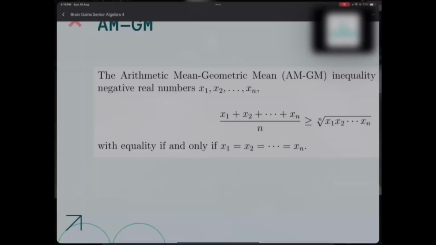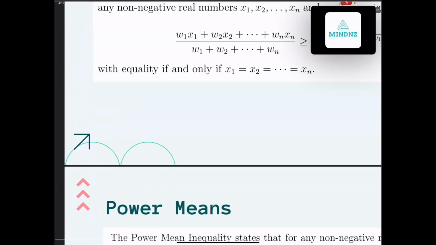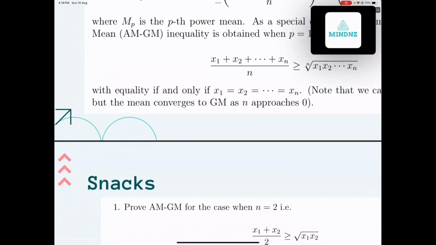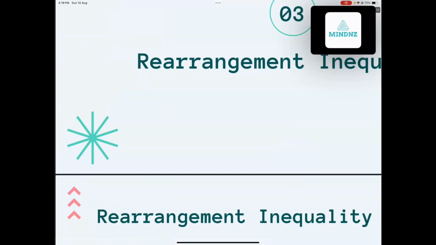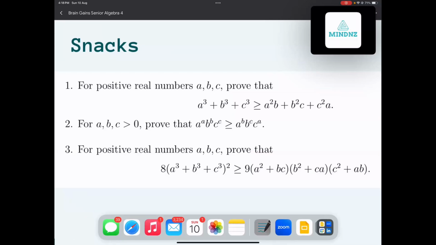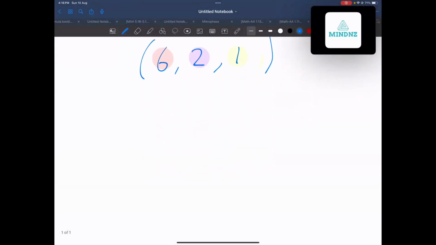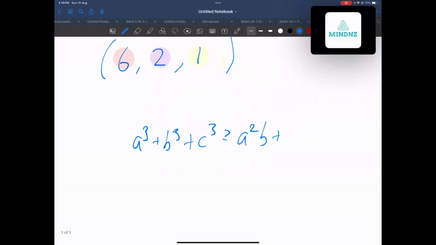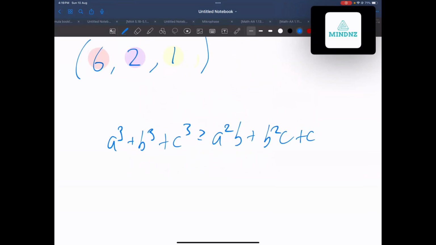Okay, so let me just take a look at the problem statement again. Right, so we want a cubed plus b cubed plus c cubed greater than or equal to a squared b plus b squared c plus c squared a. Okay, let's try that. I'm going to put RTP because we're required to prove this.